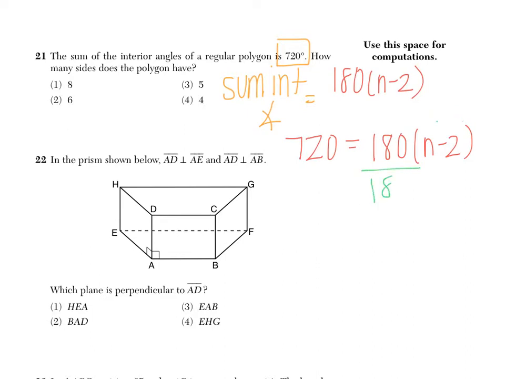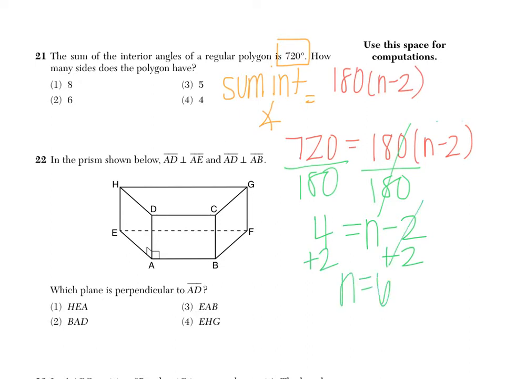Divide by 180 and it's gone from this side. Divide by 180 and we get a number, which happens to be 4. So now we have 4 equals n minus 2. All you need to do now is add 2. So now n equals 6. The number of sides is 6, choice 2.